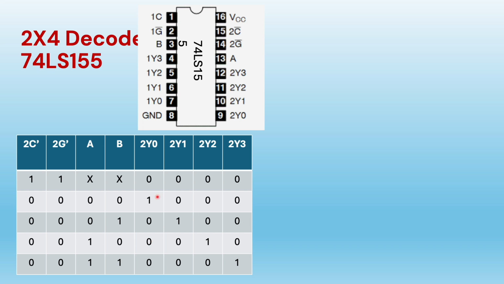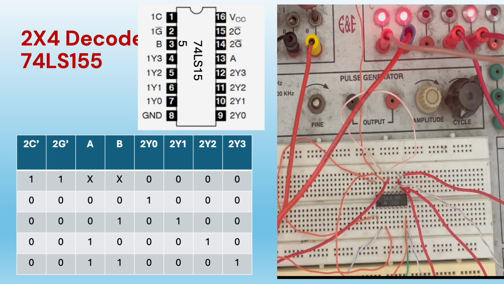And how the decoder works? For one combination of the input, one of the output goes high, right? So when 0 0, 2y0 goes high, 0 1, 2y1 goes high, 1 0, 2y2 goes high, and 1 1, 2y3 goes high. This is how decoder circuit works, and this is the setup.